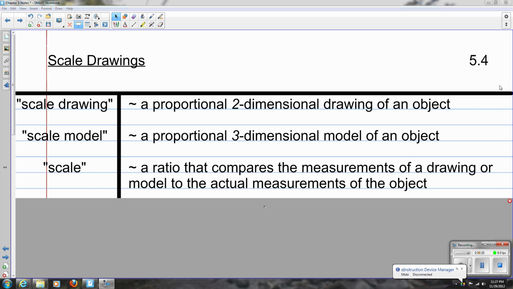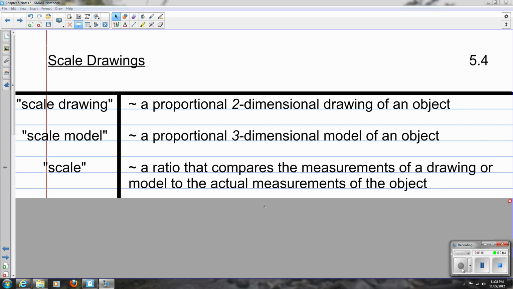Okay, let's start by writing down the vocabulary words: scale drawing, scale model, and scale. And don't forget to highlight those in your glossary as well. So the first term that we have, scale drawing. A scale drawing is a proportional, two-dimensional drawing of an object. So for example, blueprints to a house. That would be a two-dimensional drawing on paper. A map is also a scale drawing.